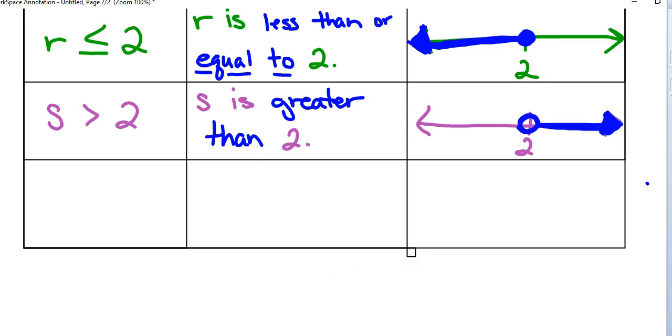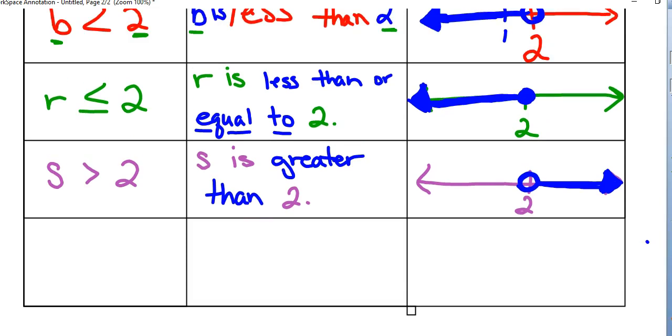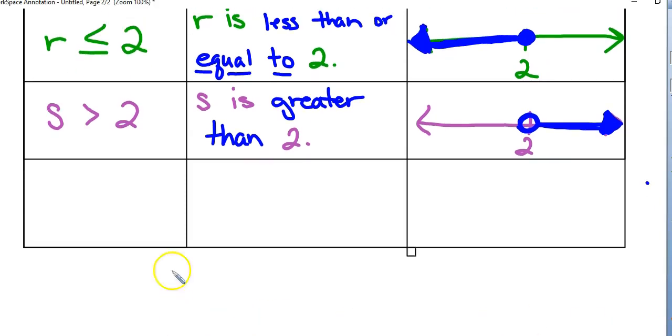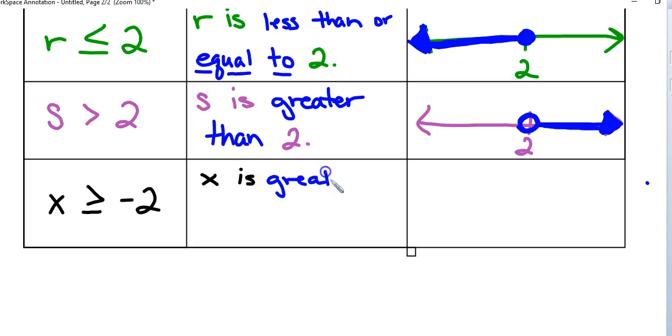Okay. Last but not least, if we needed to graph one that looked like this. And I'm going to use -2 just to kind of change it up a little bit. Okay, so how would we read this? X is greater than or equal to -2.